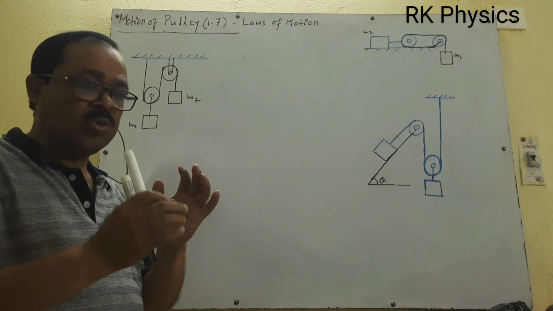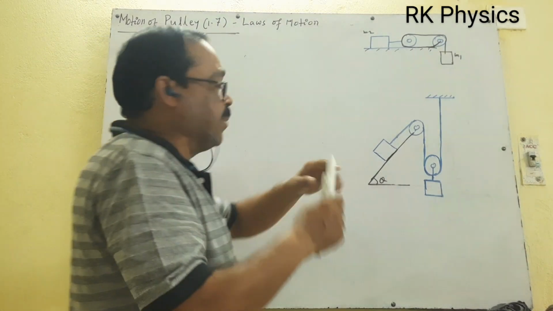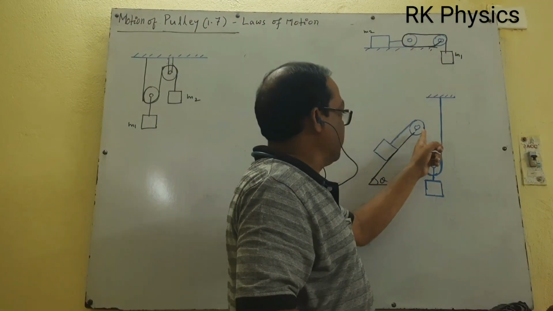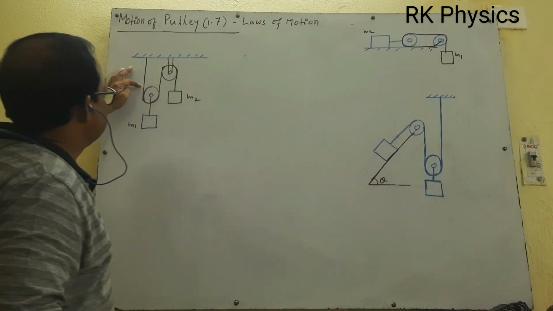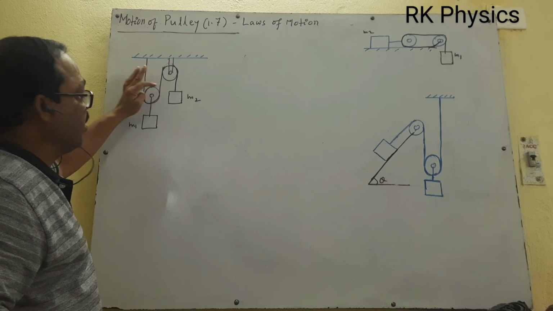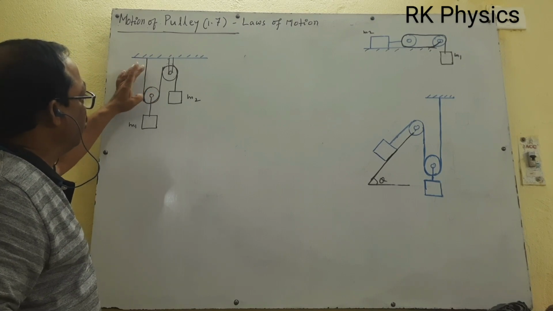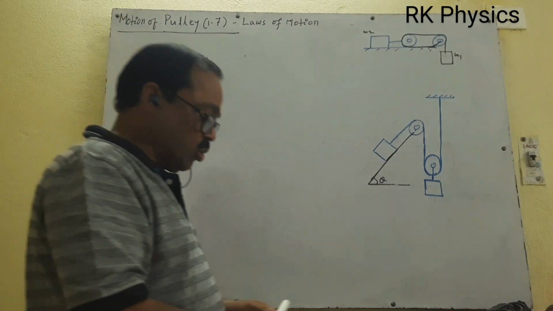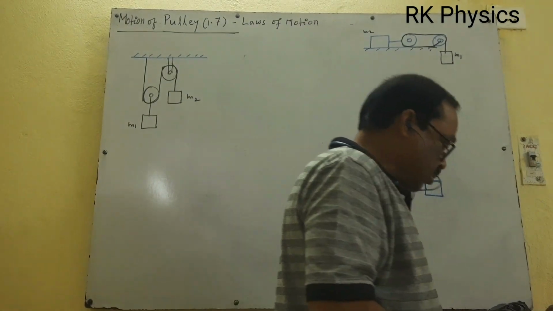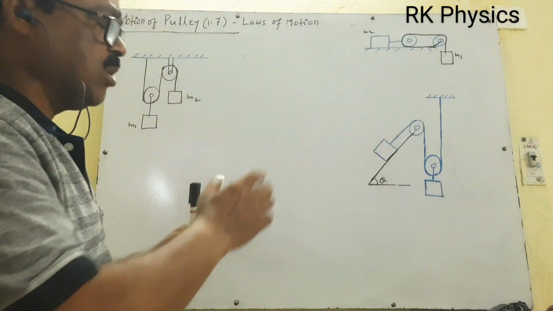Therefore, you will find the string in U shape. This is U shape. This is a U-shape string. If the pulley is moving up and down, the length of the string goes on changing. Accordingly, the system changes. Let us discuss.